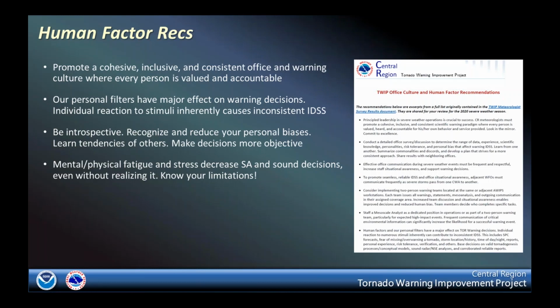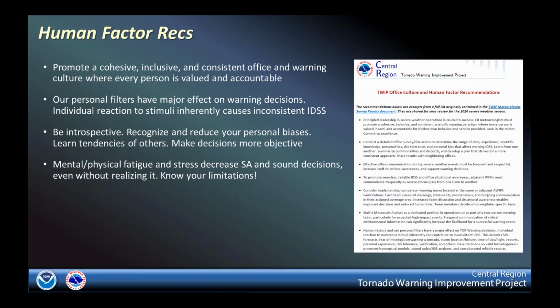Obviously, on the TWIP, our job is to really enhance the scientific understanding of proper conceptual models for supercells and QLCSs and recommended procedures of how to issue warnings for them. Make that decision objective. But obviously, with people making these decisions, and the people are so important to this process, we have to recognize that every person brings a little bit different talents to the table, and inherently that can cause inconsistent IDSS if we're not careful about that.